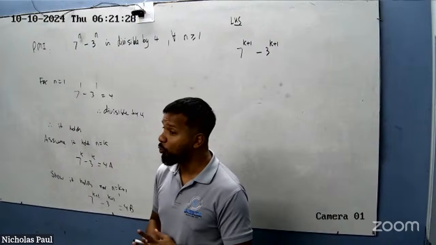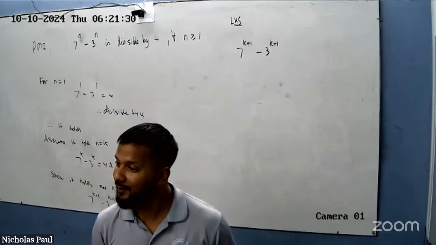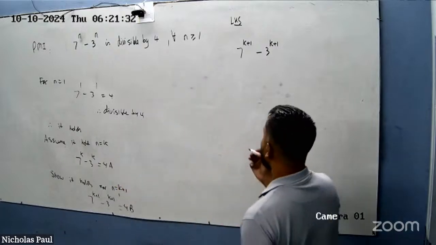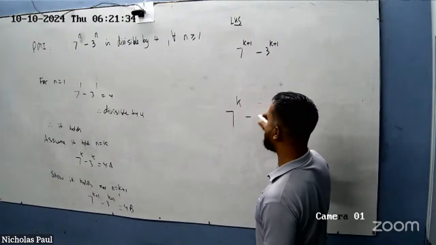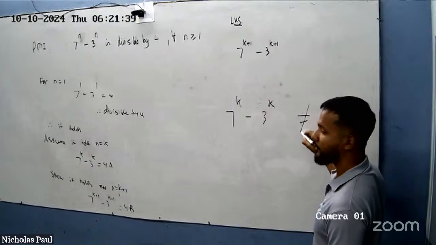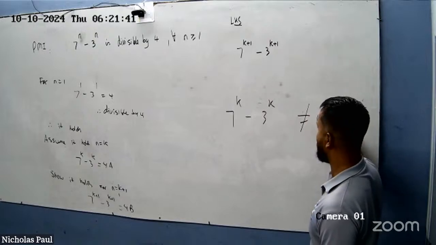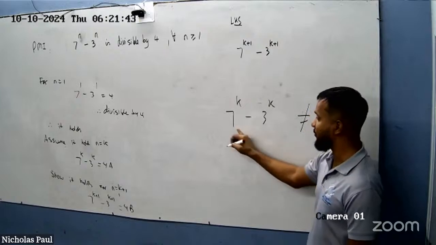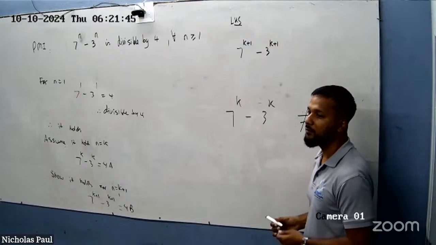That's not a rule. Where are you getting that from? That's not a rule, right? And for the 9th time, 7 to the K minus 3 to the K is not 4 to the K. Right? 2 different bases, you can't do that. That's not a rule, right?